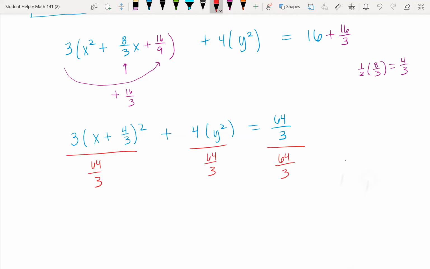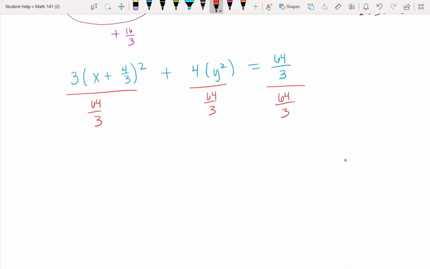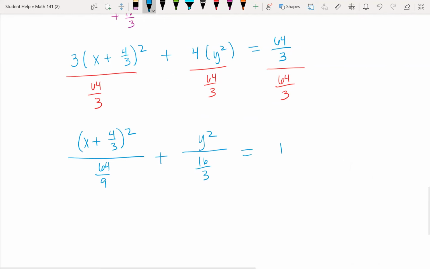And again, you can plug these values into your calculator. 3 divided by 64 over 3. The way that an ellipse is written, we have those numbers down in the denominator. So this becomes 64 over 9. This becomes 16 over 3, and then I have a 1 on the other side.